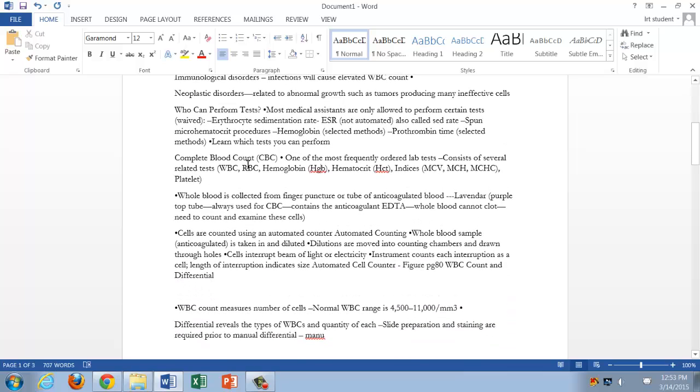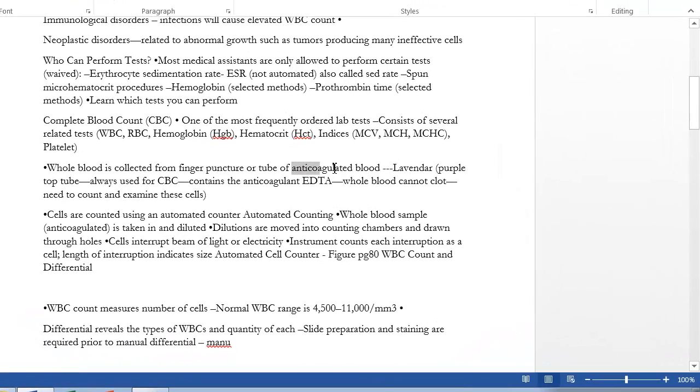To do a complete blood count or a CBC, we need anticoagulated blood. That means blood that has not clotted. We need a lavender or purple or EDTA tube. When someone says, please collect a lavender, or please collect a purple, or please collect an EDTA, those are all synonymous terms, and the blood will not clot.